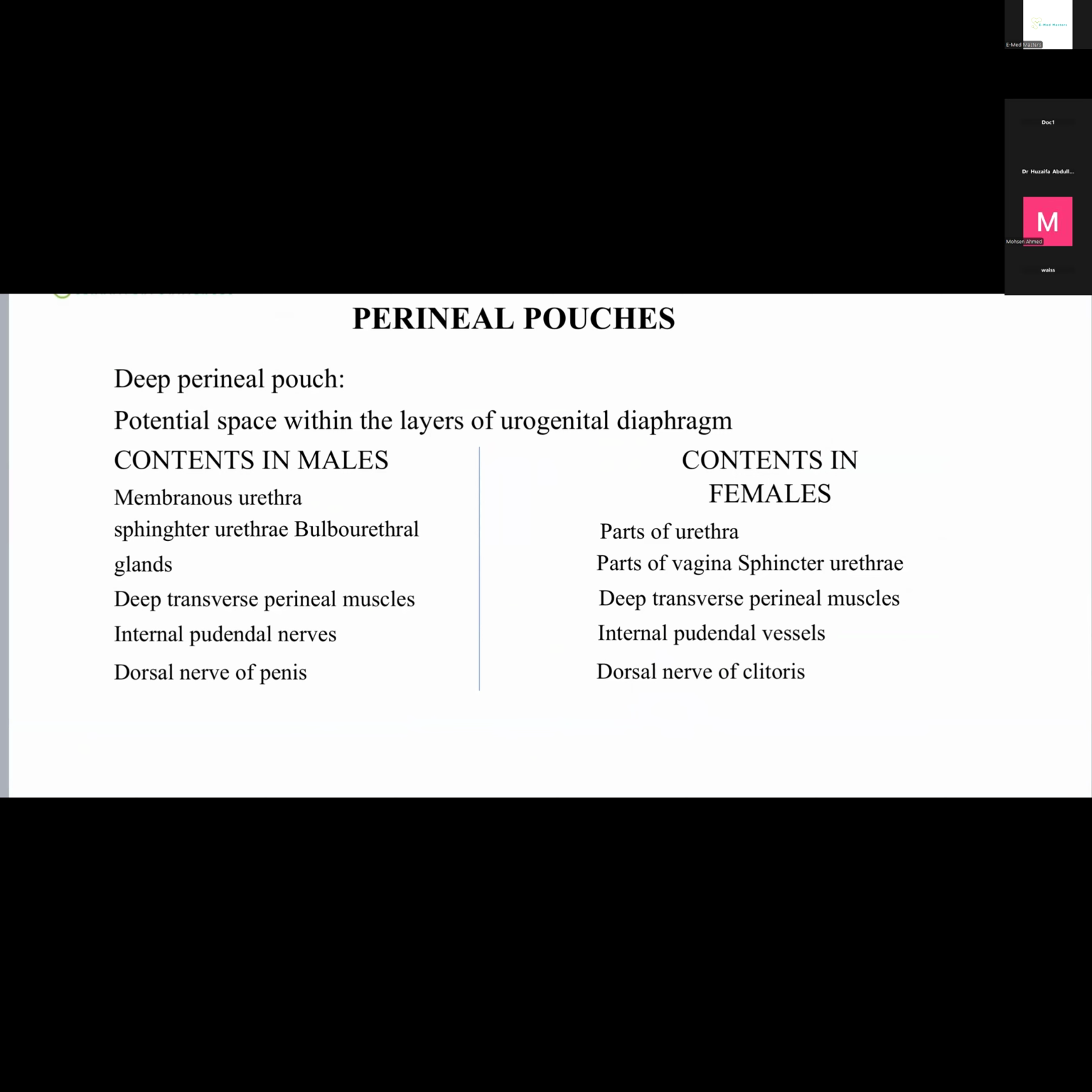So the deep perineal pouch in males contains the membranous part of the urethra, sphincter urethrae, deep transverse perineal muscles, internal pudendal nerve, and dorsal nerve of the penis. And the extra point is bulbourethral glands. In males, it contains bulbourethral glands. In females, it contains parts of the urethra, parts of the vagina, sphincter urethrae muscle, deep transverse perineal muscles, internal pudendal nerve, and dorsal nerve of the clitoris. So almost all the contents are seen in both except bulbourethral glands, which are present in males only, not in females. Instead, in females, parts of the vagina are present.